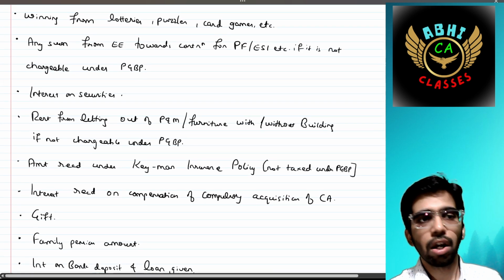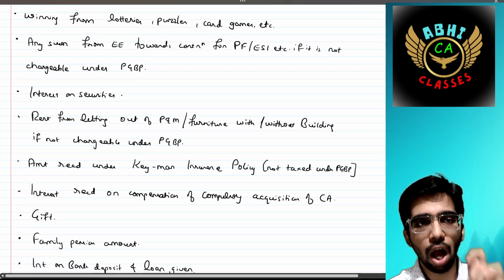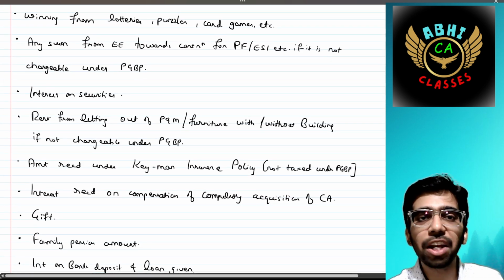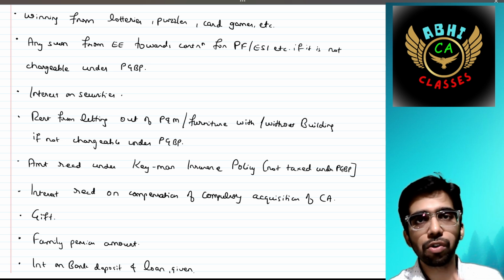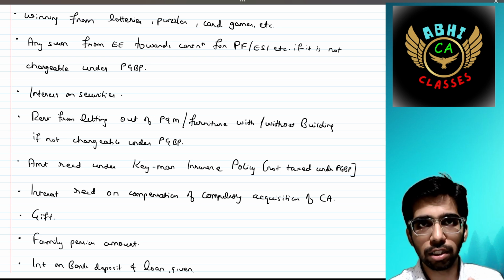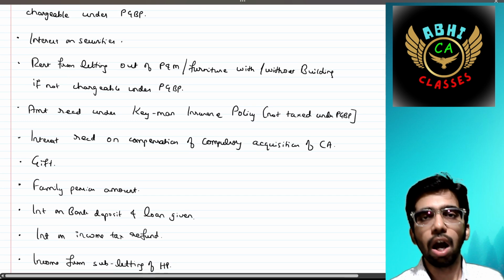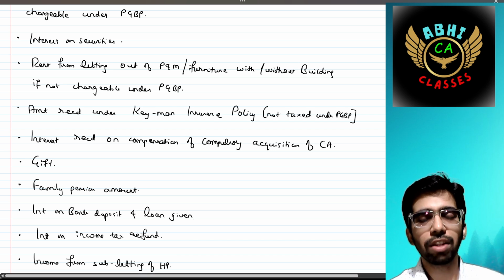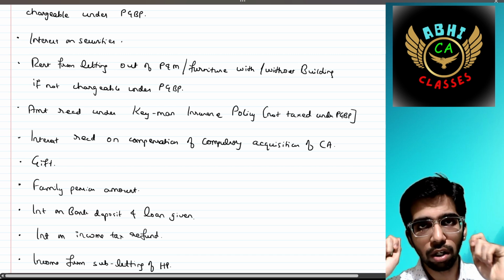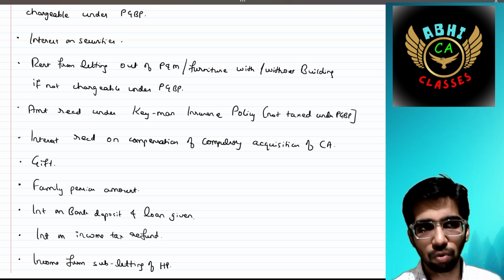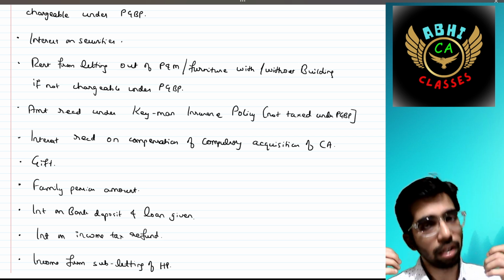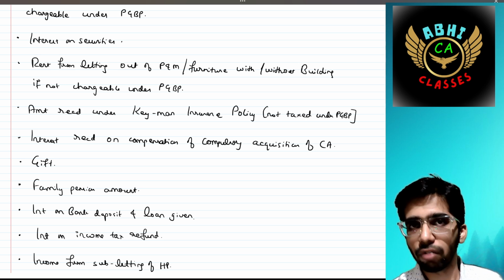Interest on securities, rent from the letting out of plant and machinery and furniture with or without building, if not chargeable under business income. Amount received under key man insurance policy not taxed under PGBP. If it is being taxed under PGBP, then it is chargeable under the same head, not under income from other sources. If it is not chargeable there, then it should be charged under income from other sources.